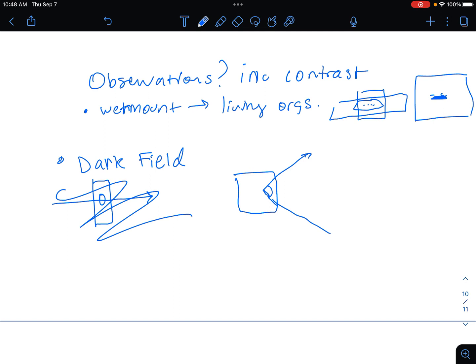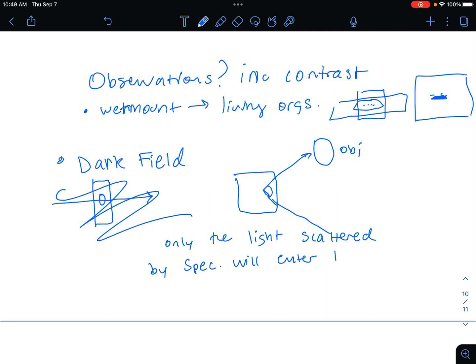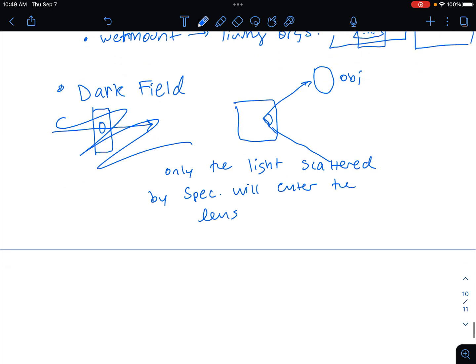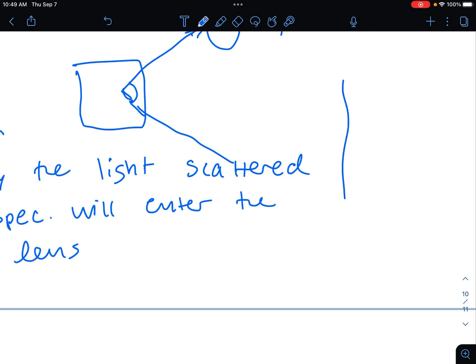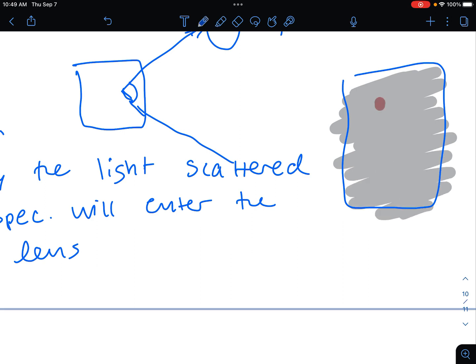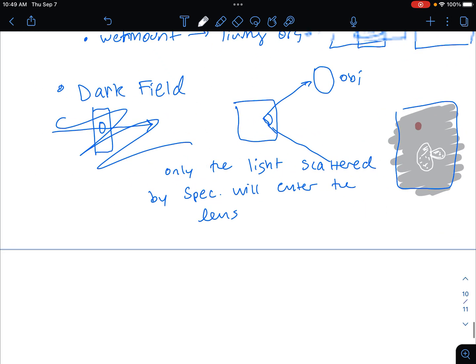Only the light scattered by the specimen enters the objective lens. So this is our objective. So only light scattered by the specimen will enter the lens. And so the result of this would be the cells appearing as bright objects against the very dark background. So here's the dark background, and the cells would be like this because they've displaced the light this time. Alrighty.